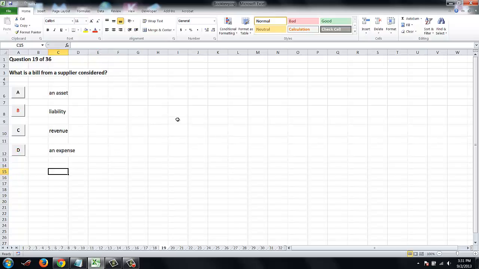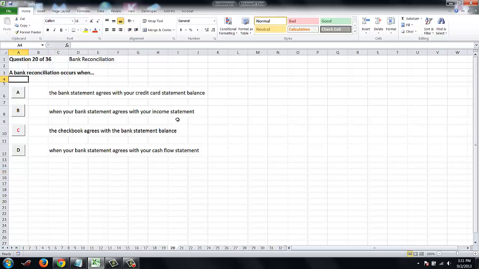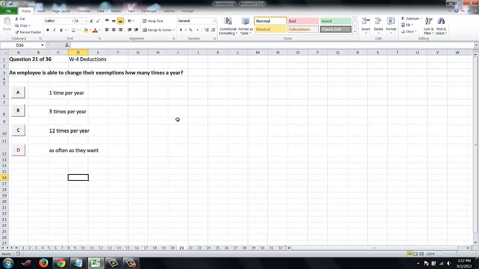Question 19. What is a bill from a supplier considered? Answer is B, liability. Question 20. A bank reconciliation occurs when? Answer C, the checkbook agrees with the bank statement balance. Question 21. An employee is able to change their exemptions how many times a year? Answer is D, as often as they want.